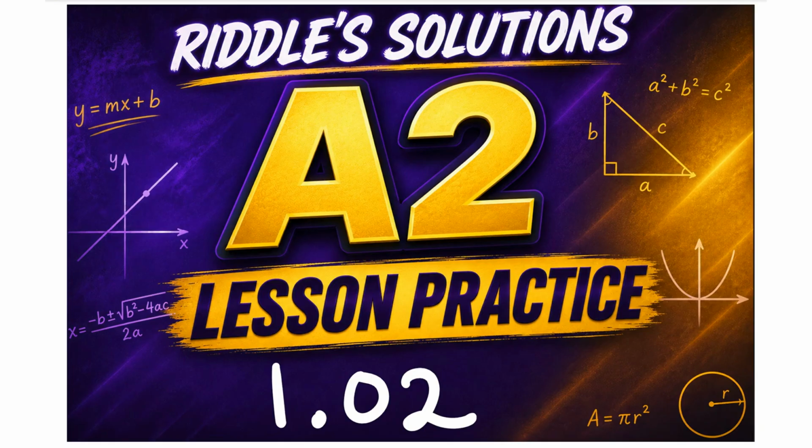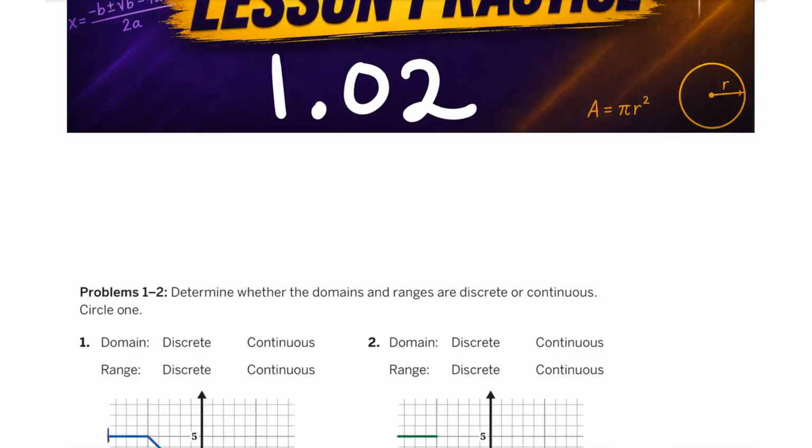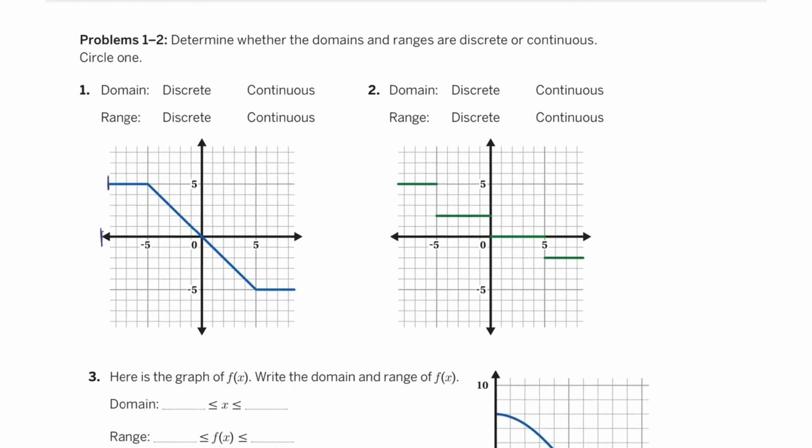So as we go through here, we're going to be working through those and seeing the different ways that we write the domain and range, depending on if it's discrete or continuous. So without further ado, let's go ahead and get started with problem number 1. We're asked to determine whether the domains and ranges are discrete or continuous.